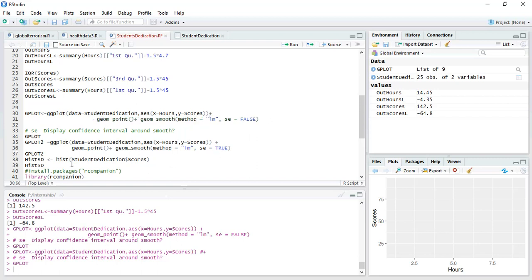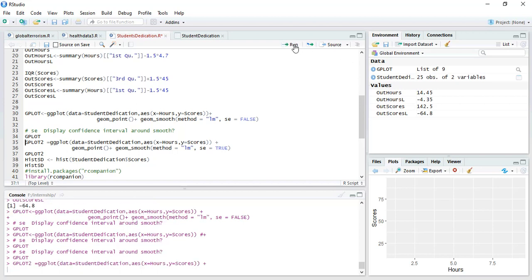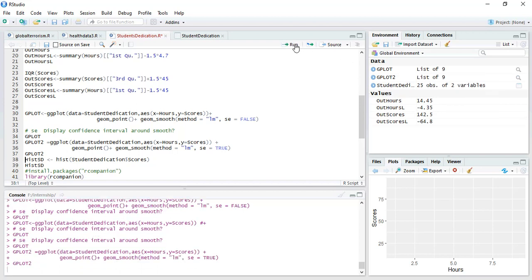Now we do it again, where se is false. What is the confidence interval? It shows how confident I am. It will be 95% confident that this point, these marks, will fall in that range. So let me show it to you. ggplot2, yes, ggplot2, sorry.